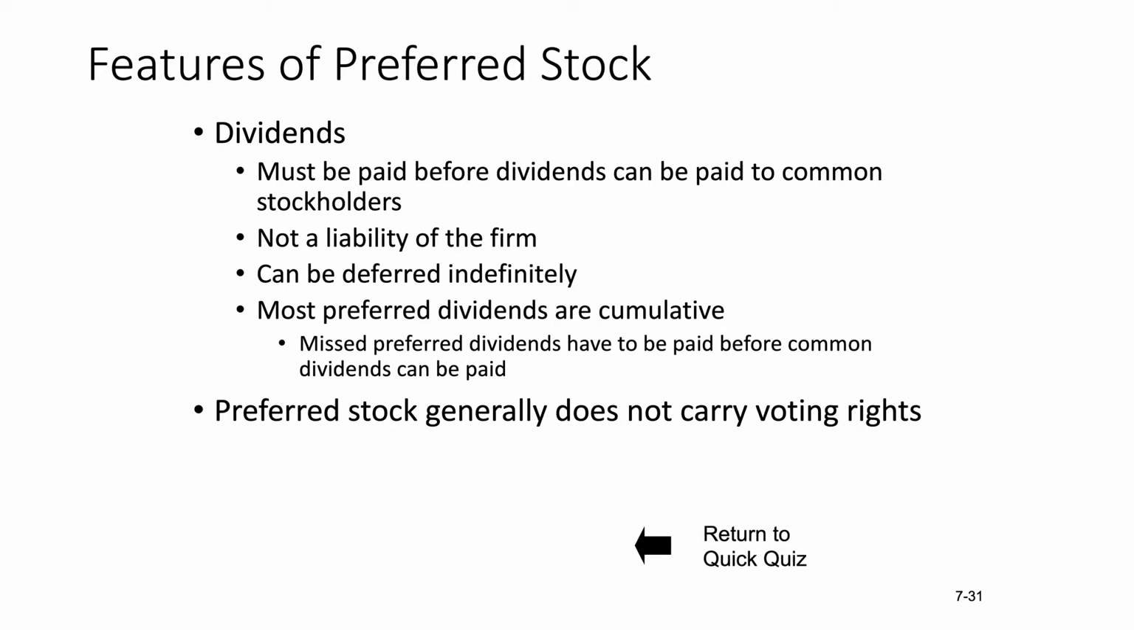A dividend for preferred stock is not a liability. It can be deferred. Okay. But if the preferred stock is cumulative, missed preferred dividends have to be paid before a common dividend can be paid. In most cases, preferred stock carries no voting right, so there is no control. Okay, it's a share of profit, but not control of the management.